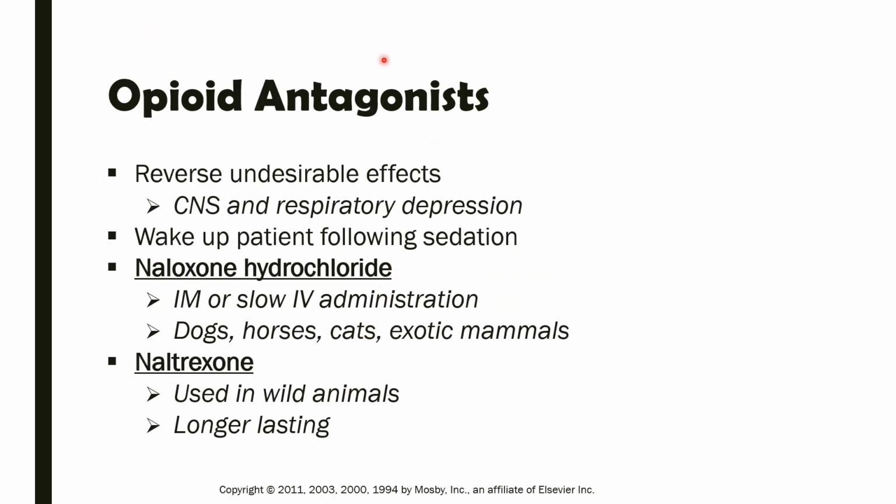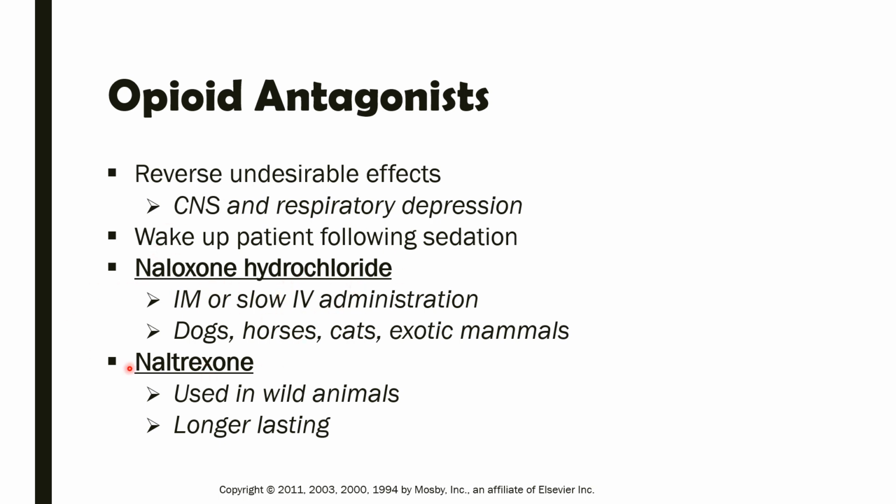Now for our opioids, we have the opioid antagonists. They are mainly indicated to reverse the undesirable effects of the opioid drugs, including the respiratory depression and the CNS depression, so the patient wakes up after being sedated. Under this, we have naloxone. Naloxone can be given IM or slow IV in dogs, horses, cats, and exotic animals. It is usually used in clinics, and most of the time it is used as an emergency drug.